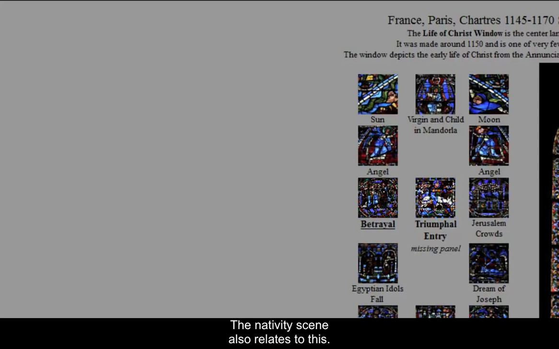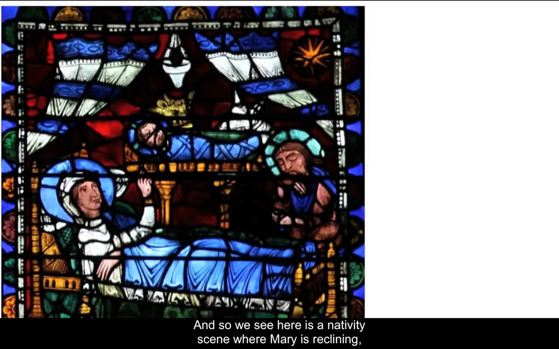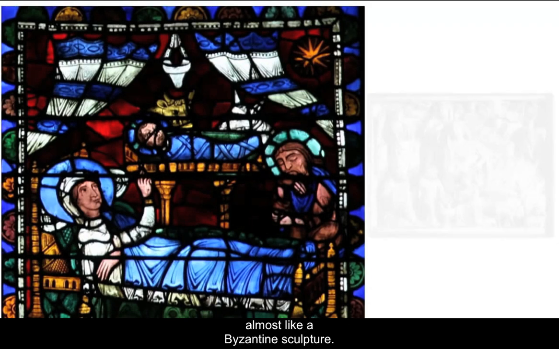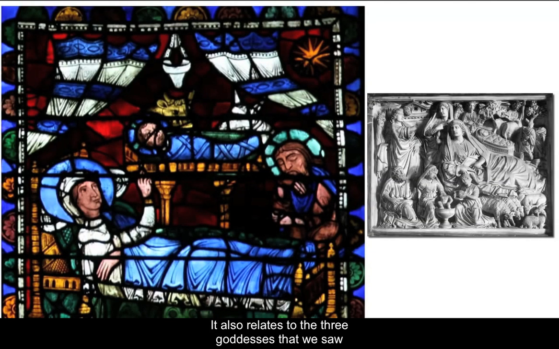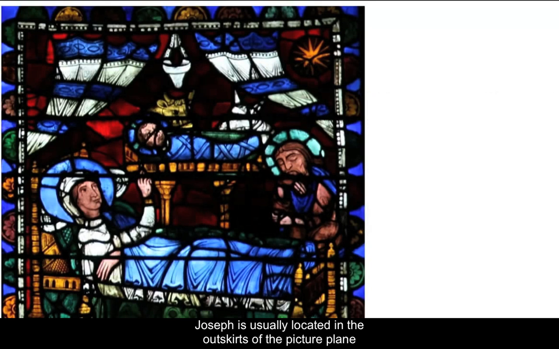The nativity scene also relates to this. And so we see here the nativity scene where Mary is reclining, almost like a Byzantine sculpture. It also relates to the 3 goddesses that we saw in the Parthenon. Joseph is usually located in the outskirts of the picture plane in most of these things, because in terms of the iconography and symbolism of Gothic art and Catholic art in general, you're really not sure what you're supposed to do with Joseph, because he's kind of this figure who never actually does anything except for help to raise Jesus. He's not really the father of Jesus because there was a virgin birth.